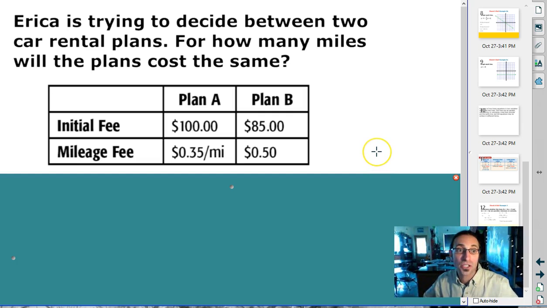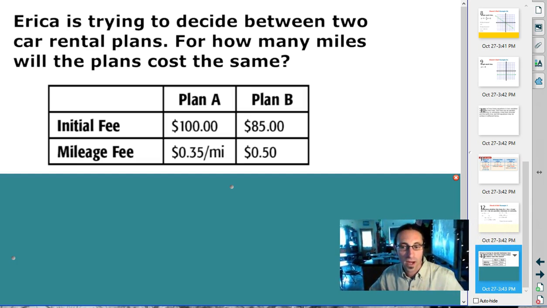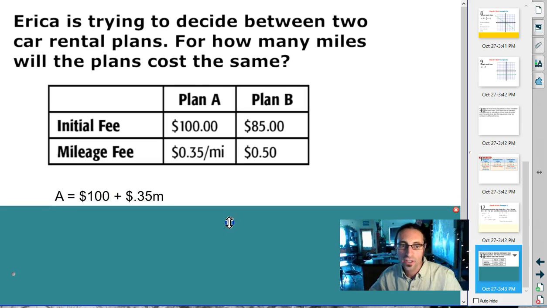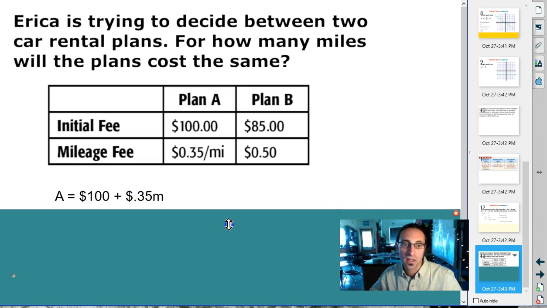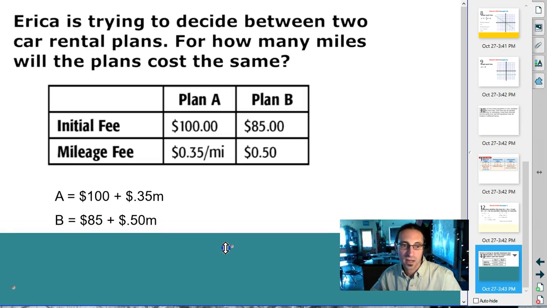Erica's trying to decide between two rental car plans. Ooh, rental car plans. Okay, makes sense. How many miles will they be the same? What you're really saying in this problem is, where are these plans equal? Therefore, set the plans equal to each other. And hopefully this is where you're saying, hey, plan A is $100 plus 35 cents a mile. Plan B is $85 plus 50 cents a mile.